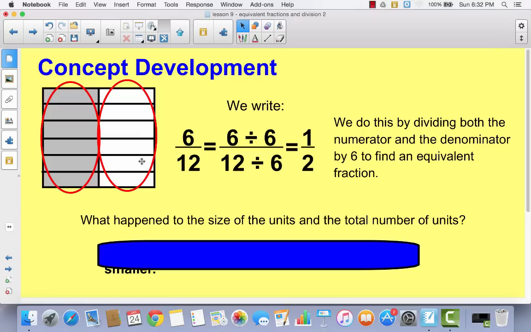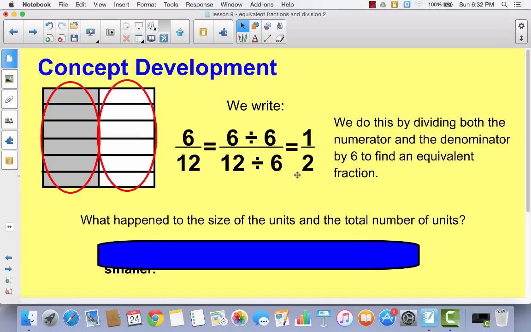Here's how we're going to use division to show that these two fractions are equivalent. So instead of starting with the larger fraction, which would be 1/2, we're going to start with 6/12. It's not the larger fraction, but it's the larger unit. We're going to start with 6/12. So you take your numerator and your denominator and you divide them both by 6, and that gives you 1/2.